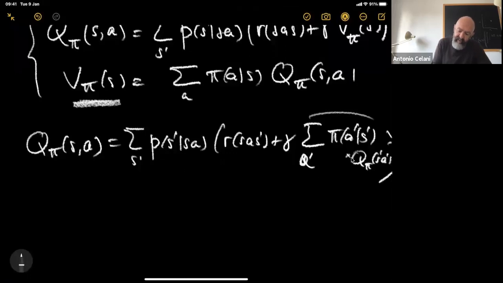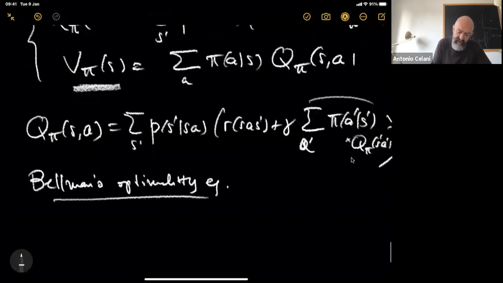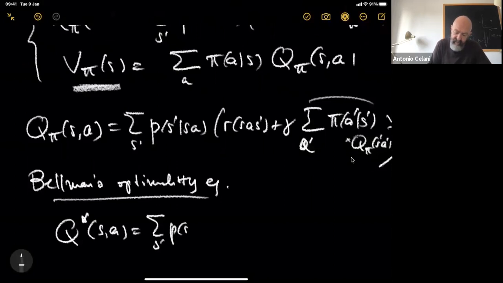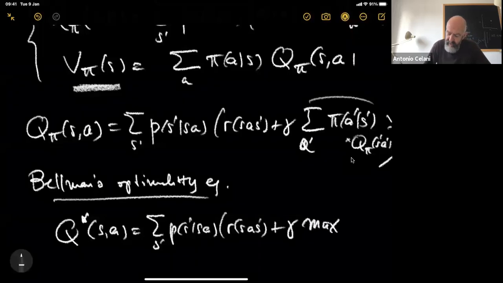But let me just stress that there also is a Bellman's optimality equation for Q, which reads Q star. So for the optimal policy, this is going to be Q star of s and a. And the first part stays the same as always, plus gamma, but now we have the maximum appearing here.